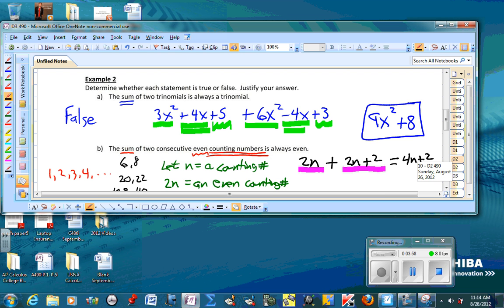Okay, we're getting close. You notice how we have 4n plus 2, we can factor out a 2. So it's 2 times (2n plus 1). Well, since this is 2 times a number, this is even because this value is divisible by 2. So we're going to say that, yes, part B, this statement is true.